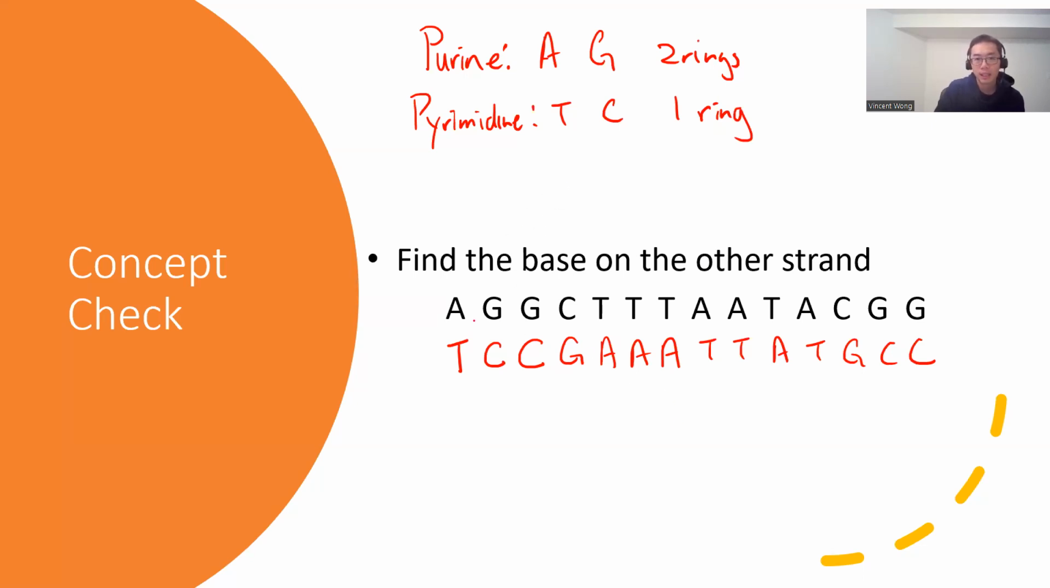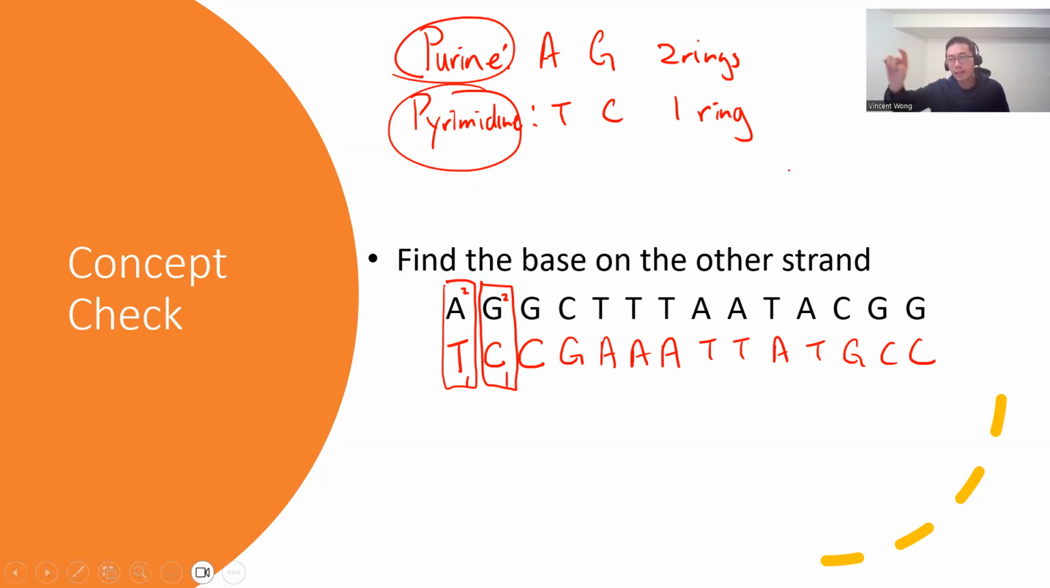So look, purines always pair with the pyrimidine. Look, A and T are together. A has two rings. Thymine has one ring. C and G. G has two rings. C has one ring. Okay. So if you check it across the whole strand, between the two sides of the ladder, it is always three rings across. And that's important for stability.